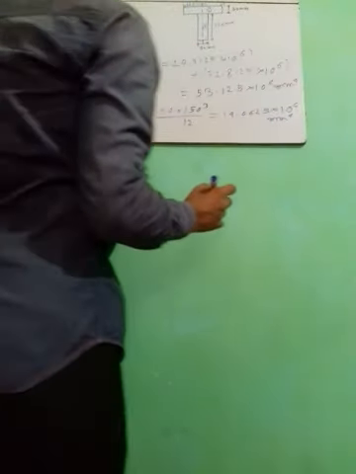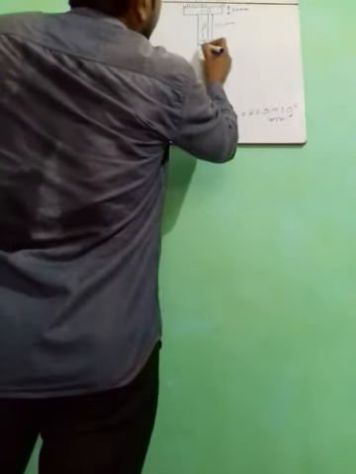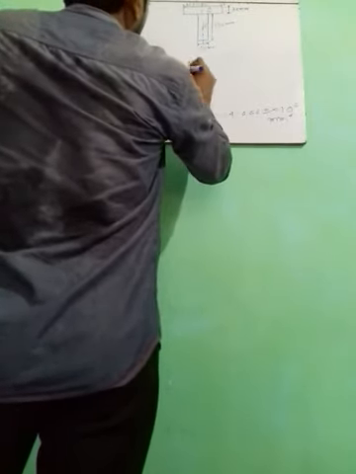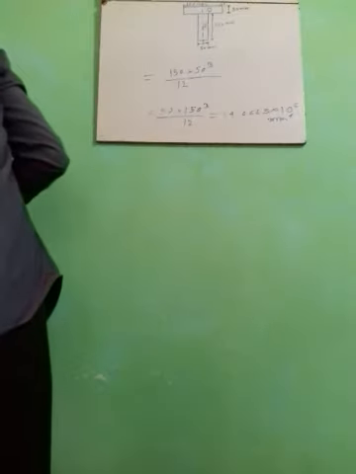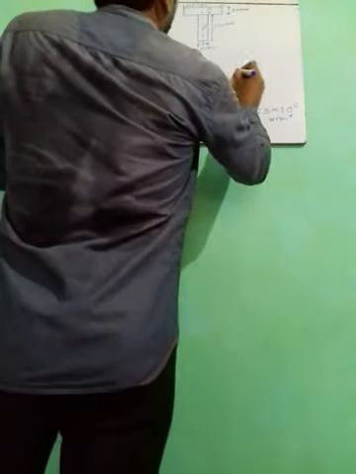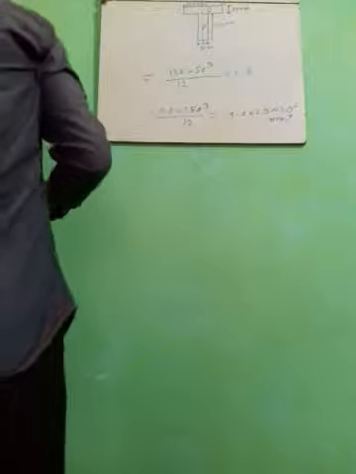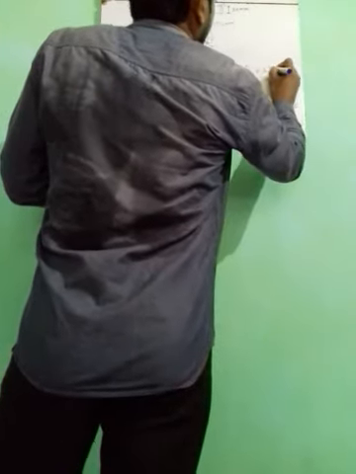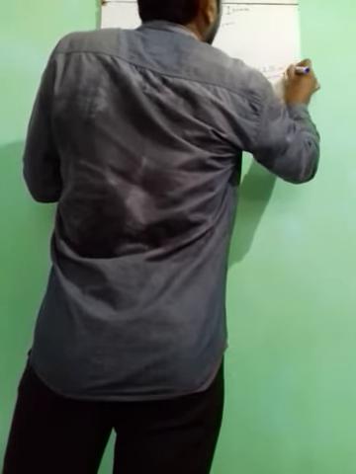And the moment of inertia of the second figure, figure 2, about the y-axis will be 1/12 D B cube. Here B is 50, sorry, and D is 150, so 150 into 50 cube by 12 equal to 1.5625 into 10 to the power 6 mm to the power 4.